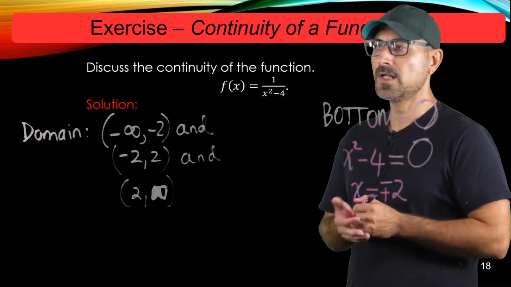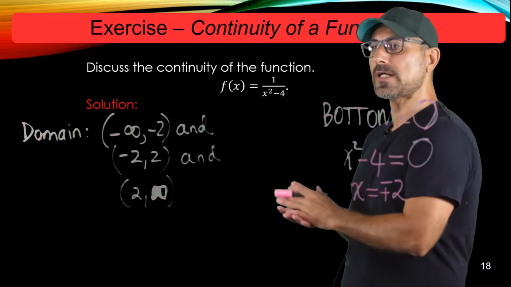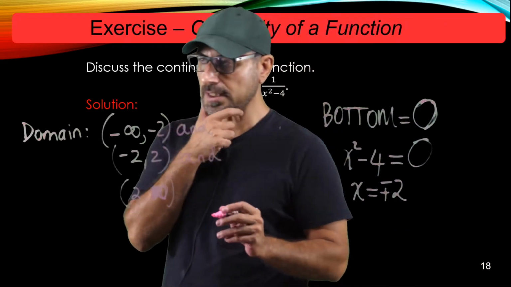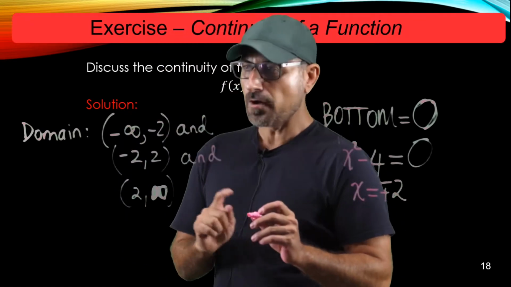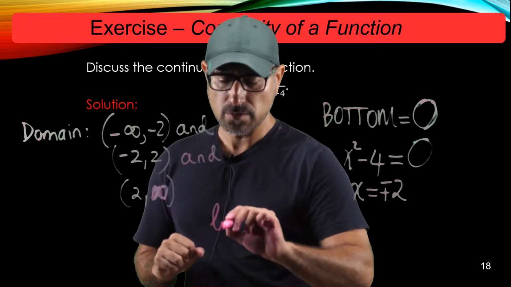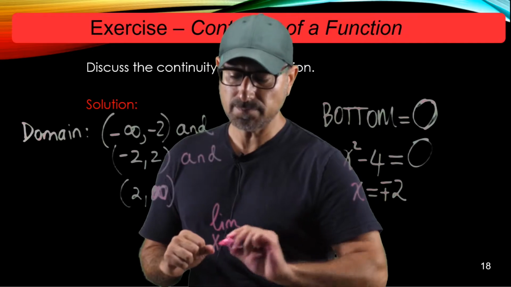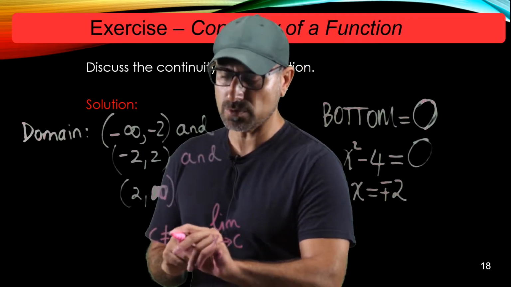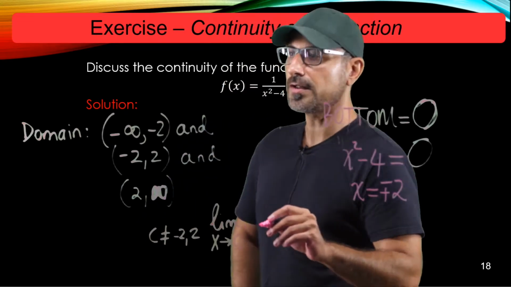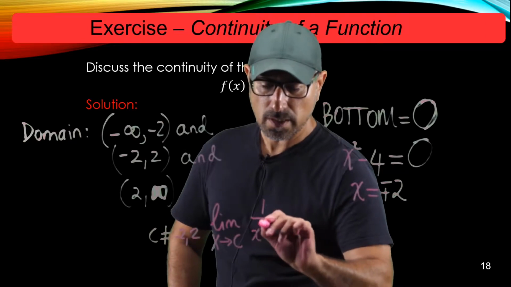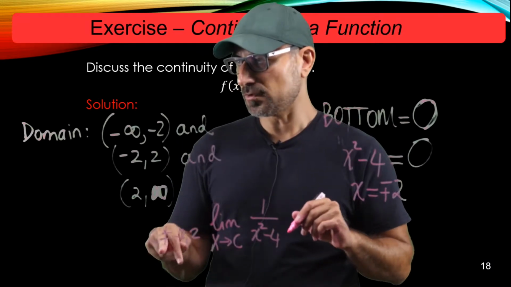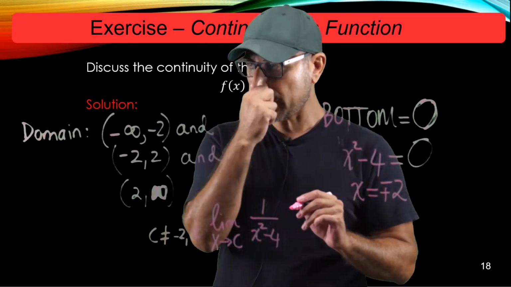So the next thing is, okay, is f continuous for other x values coming from the domain? Well, we have to check all three conditions. Let's say we have a point C coming from the domain, and we know that C is not equal to plus or minus 2. So here, limit as x approaches C. So C again is not equal to negative 2 or 2, right? Limit of the function, which is 1 over x squared minus 4, as long as the bottom is not 0, and which is what's going on in this case because C is not negative 2 or 2.